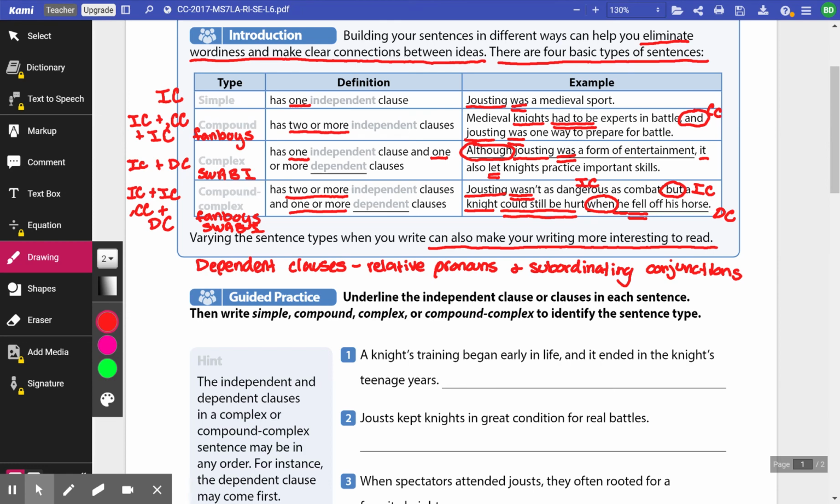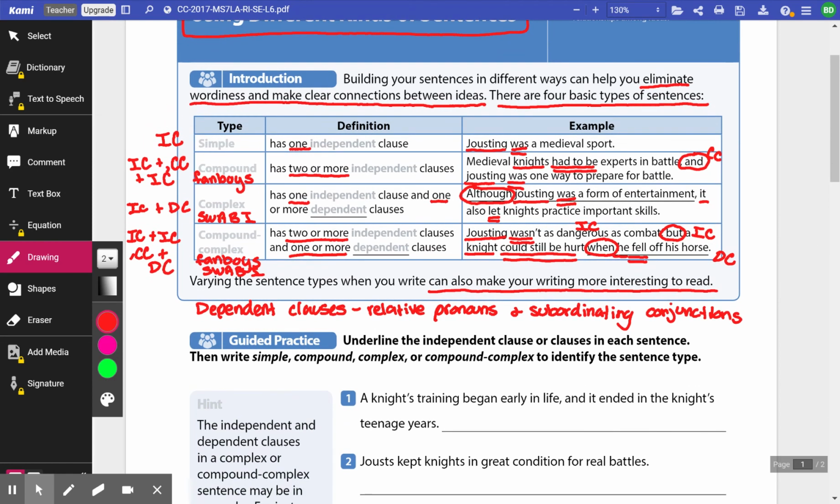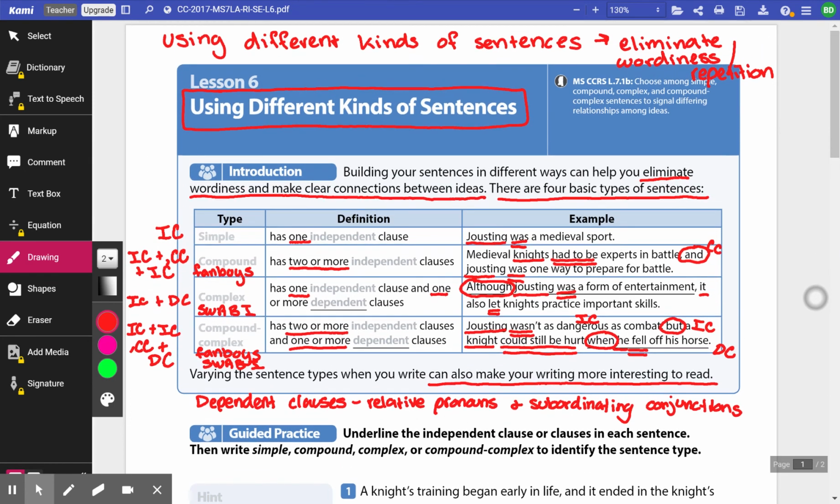So, one thing we are going to practice in this lesson is combining different types of sentences. That way, we can start eliminating wordiness and connecting ideas. So, we're going to pause right here for today. And now that we have reviewed our different types of sentences and we've talked about what we're going to be doing in the future with connecting these types of sentences, I think we're good to stop. So tomorrow we're going to go back and we'll go through our guided practice and we will start getting into it.